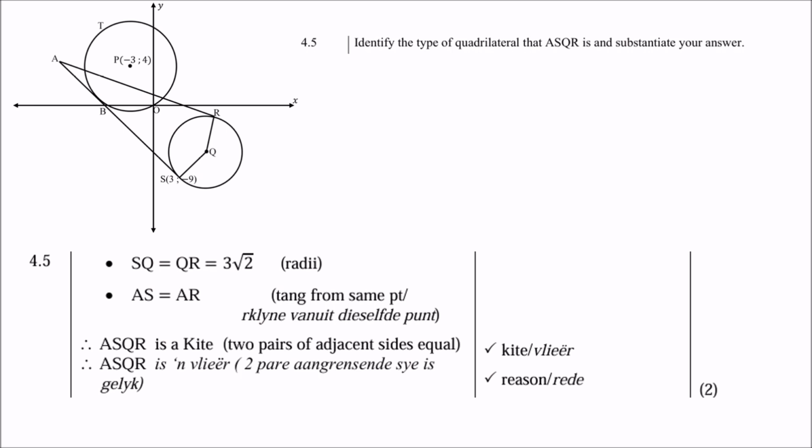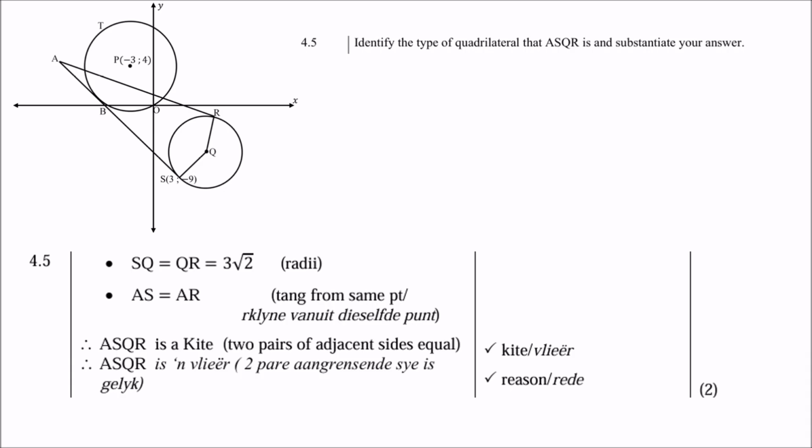Remember in Euclidean geometry, we've learned that tangent lines drawn from the same point to the same circle are equal. So there we have a quadrilateral with two shorter consecutive sides equal and two longer consecutive sides equal. So therefore, these are the properties of a kite. So therefore, ASQR is a kite.